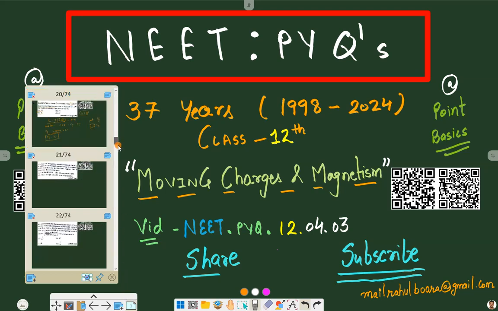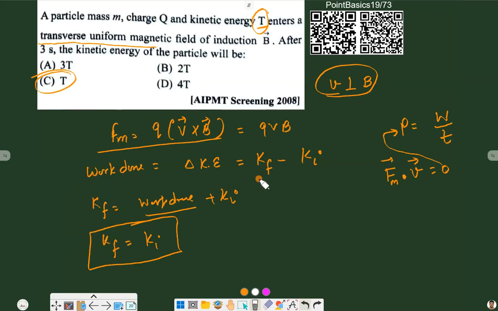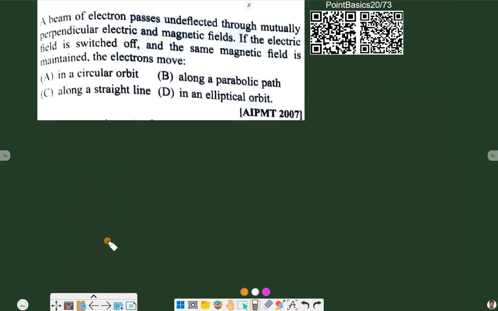In the previous one, we solved around 90 or 20. So this was the last one. Let's move to the next.